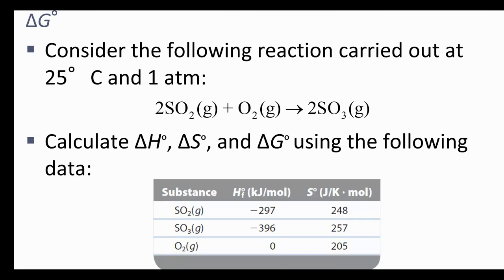So let's calculate delta H, delta S, and delta G. We have these thermodynamic functions data from the back of the textbook. So we have the molar enthalpies of formation and the molar entropies. And this is the easy part, right? We're going to just do products minus reactants, taking into account the coefficients.